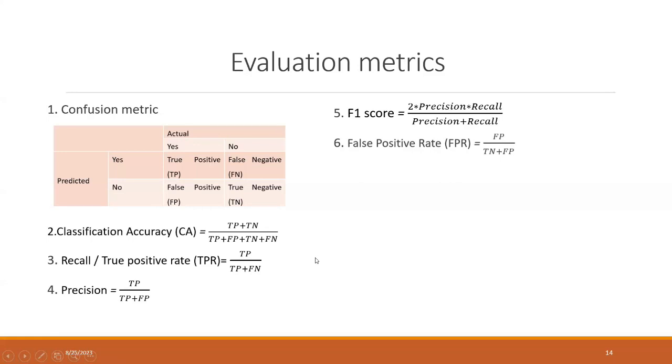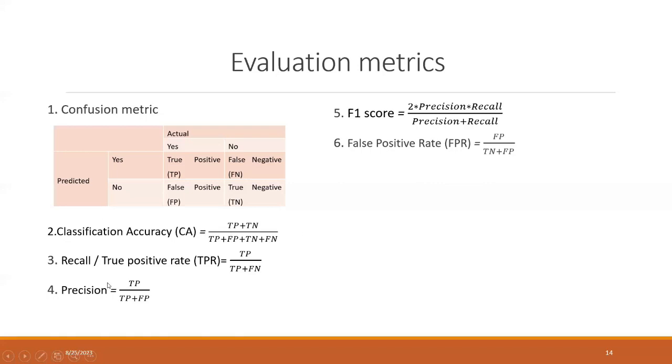Okay. So classification accuracy is the total correctly classified samples divided by the total number of samples. Total number of samples means true positive, true negative, false positive, and false negative. If you combine all these four classes, it will be the total number of samples. The total number of samples in our class was 150, so it will be 150 here.